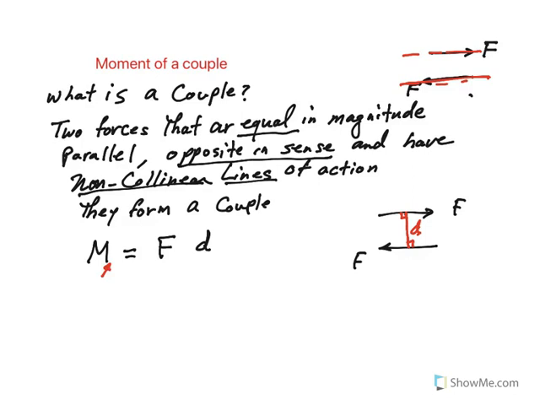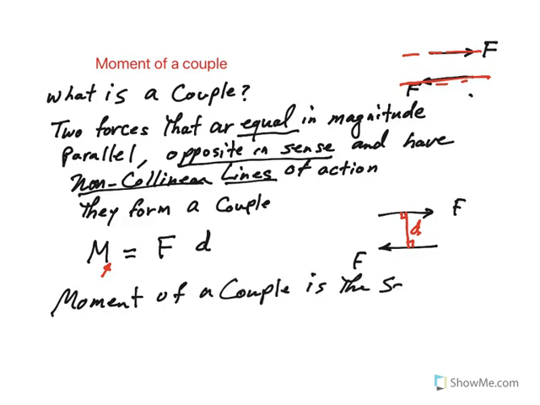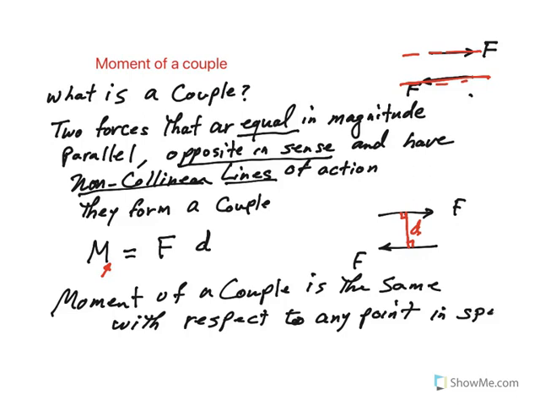Well, this is one of the characteristics of a couple. The moment of a couple is the same with respect to any point in space. In other words, it doesn't matter. You don't need a reference point. It doesn't matter where you take the moment about.